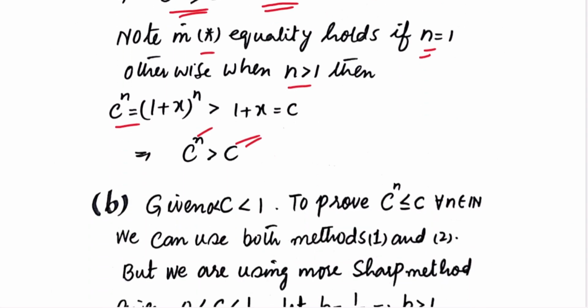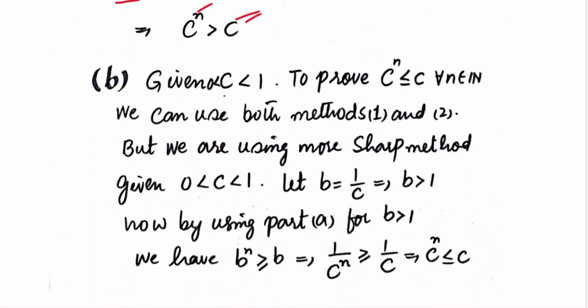Next, in the B part, we have 0 less than c, c less than 1, and now we have to show that c raised to power n is less than or equal to c. We can use both method number 1 and method number 2. Method number 1 was the method of chain, where I made a chain, and method number 2 was the method of factorization. But we are using a sharper method here. I am not using method number 1 and method number 2, but you can use them here.